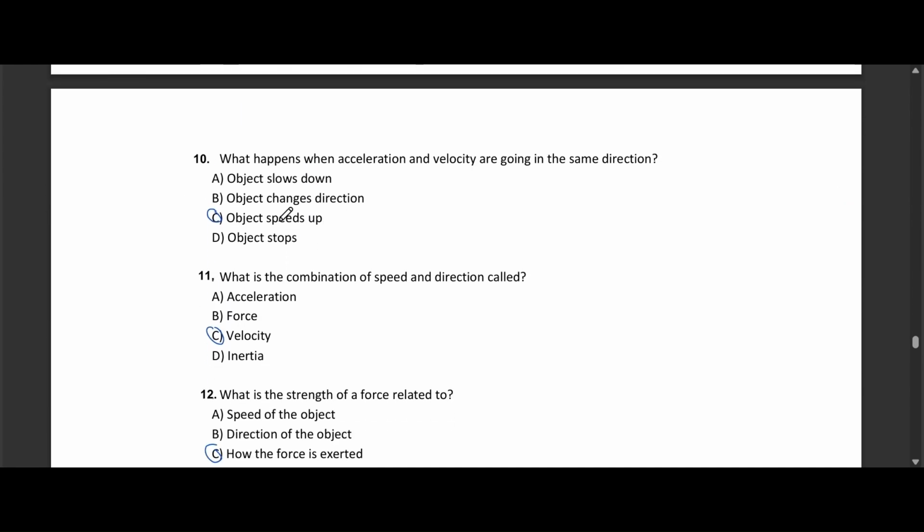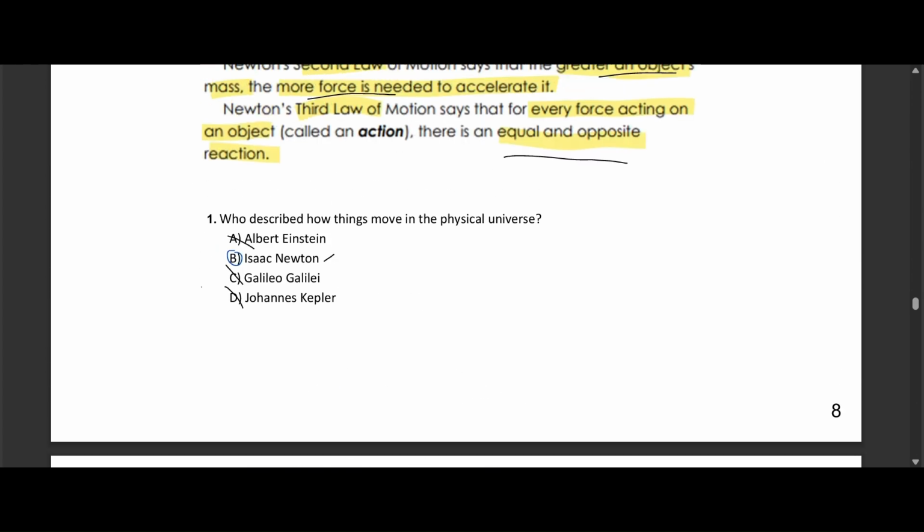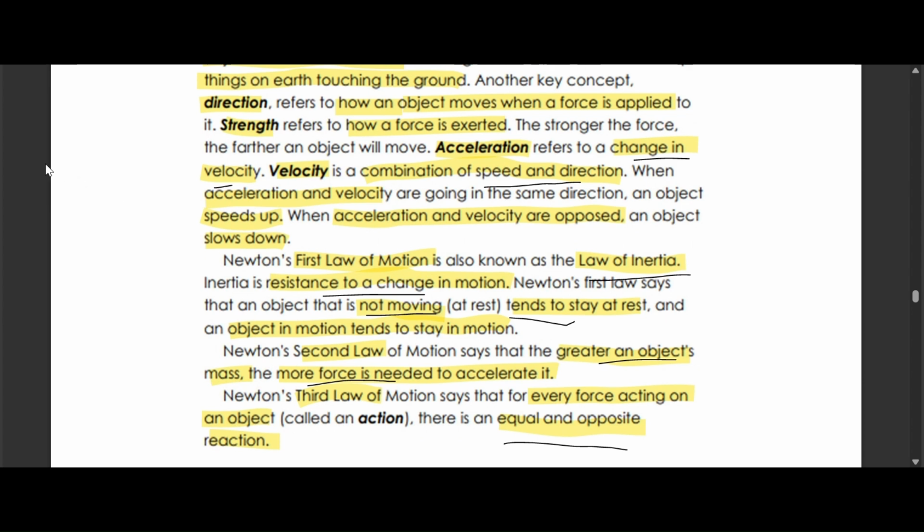Question 10. What happens when acceleration and velocity are going in the same direction? Does the object A, slow down, B, change direction, C, speed up, or D, stop? The right answer is C, speed up. Think of it like you're on a skateboard and someone pushes you from behind, making you go faster. That push is like acceleration and you were already moving, so that's velocity. When they're both going the same way, you speed up.